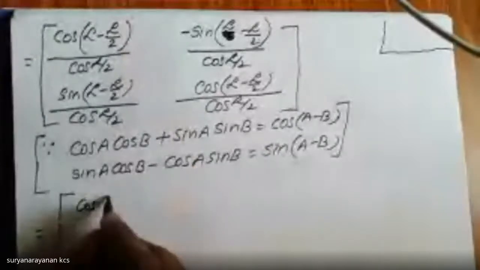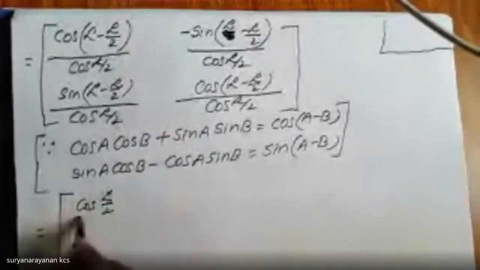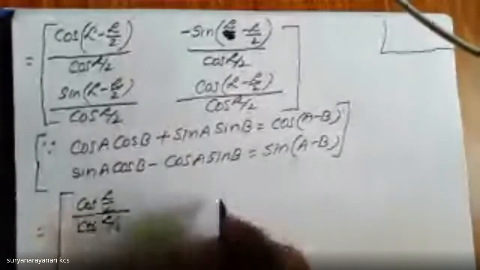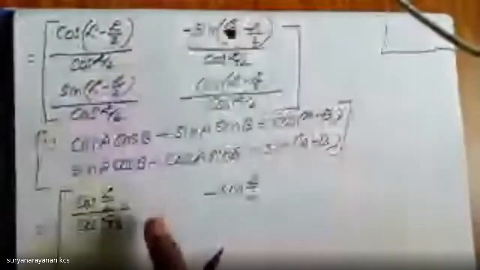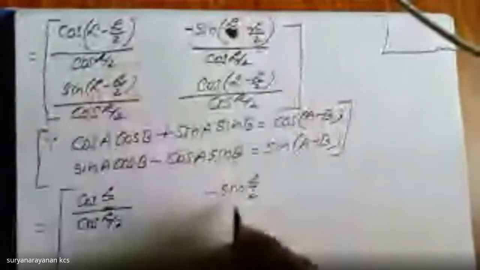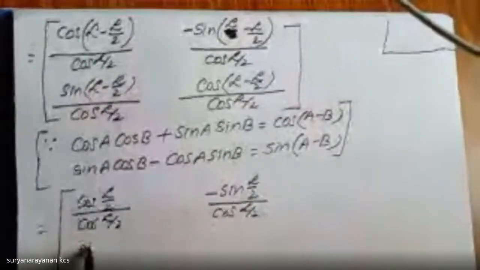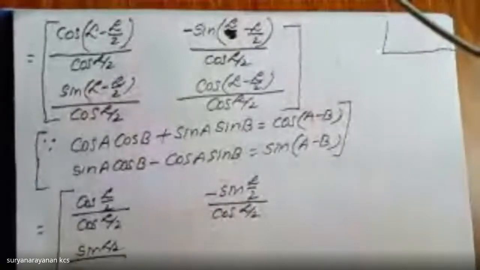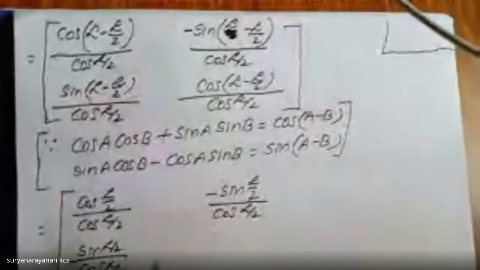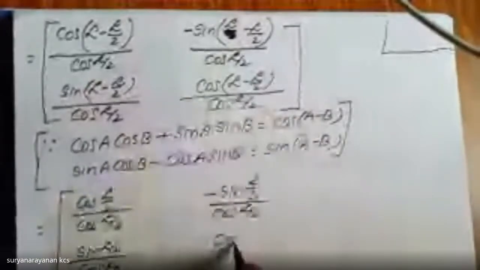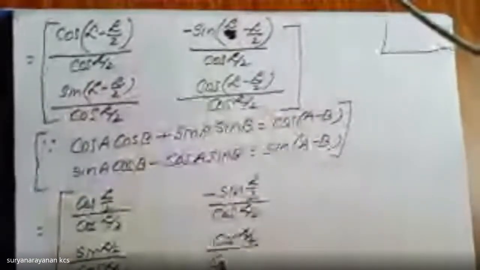Alpha minus alpha by 2. Finally, we get cos alpha by 2 by cos alpha by 2 minus sin of alpha minus alpha by 2, by taking LCM within the brackets. By simplifying these two terms, we get alpha by 2. Similarly, here also sin alpha by 2 by cos alpha by 2. Here also cos alpha by 2 by cos alpha by 2.